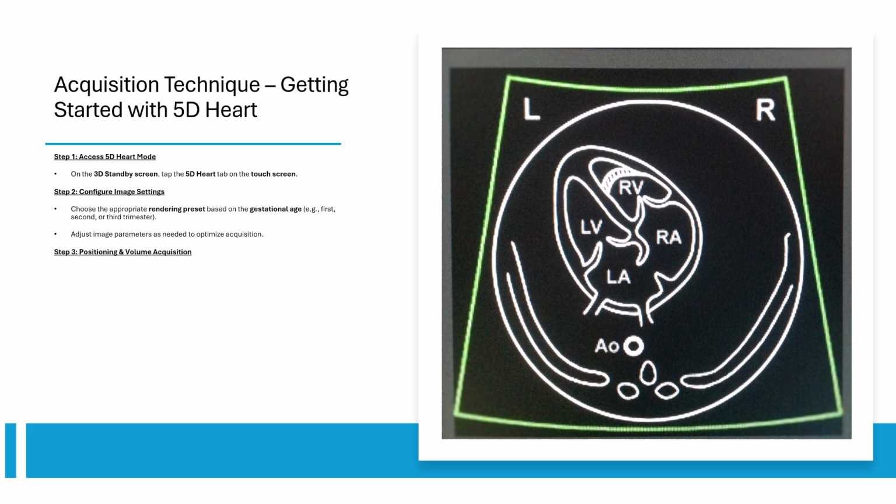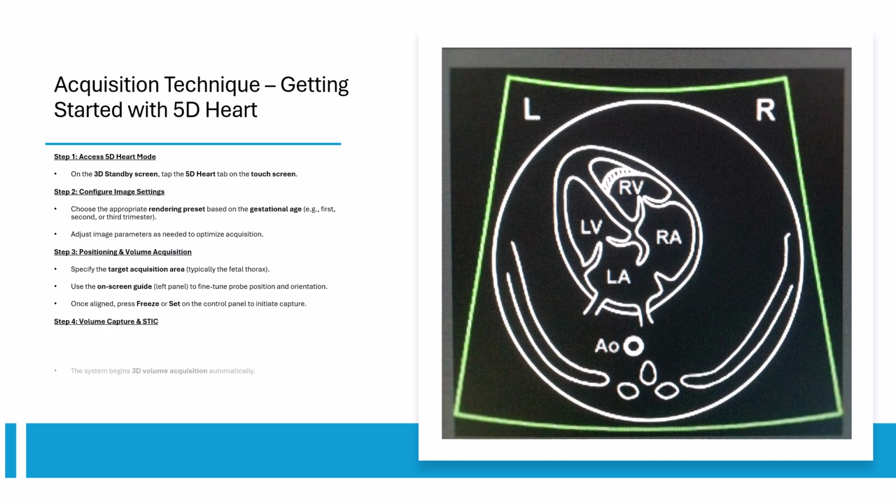Next, we specify the target area for volume acquisition, typically focusing on the fetal thorax. Use the on-screen guide on the left panel to fine-tune the probe's positioning and orientation to ensure accurate alignment. Once everything is positioned correctly, press the freeze or set button on the control panel to begin volume capture. The system will automatically acquire the 3D volume.